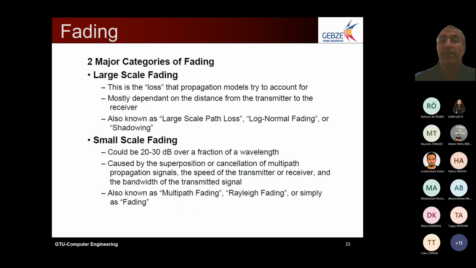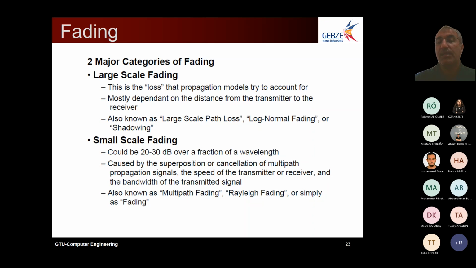So the first effect is called fading. Fading means your signal strength is getting down. We classify this fading into two parts. The first part is called large scale fading. This is the loss due to the propagation models that we explained. It mostly depends on the distance between the transmitter and receiver. And this fading is also called large scale path loss or log normal fading or shadowing.